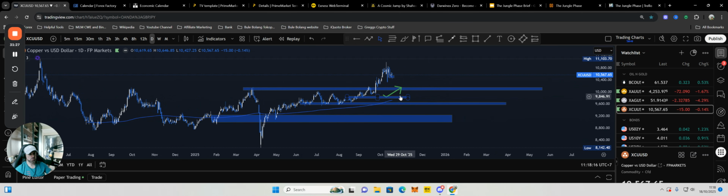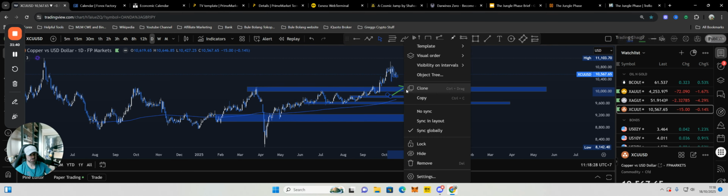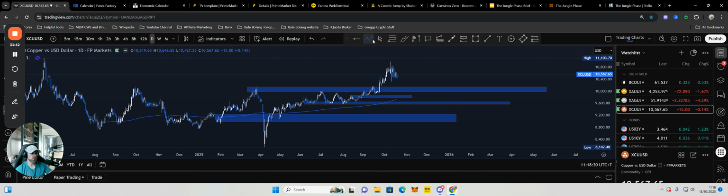Copper. Yeah, I really want copper. We can move this now. So look, copper's broken above this high. Once the previous resistance is broken, it becomes the new support. Alright, so we can now look at this.